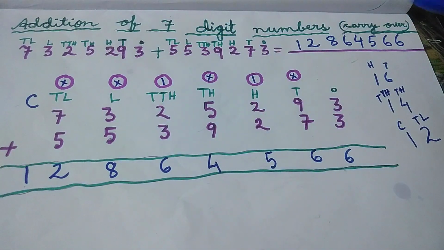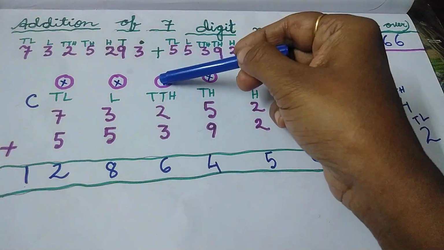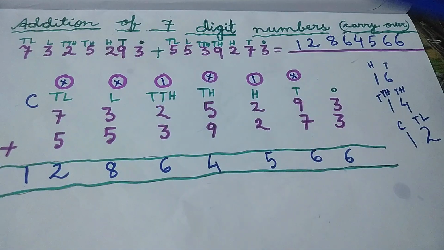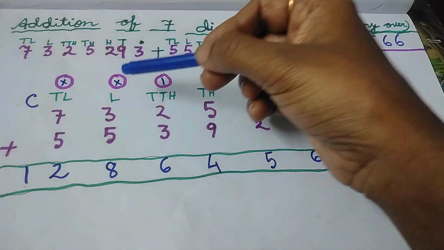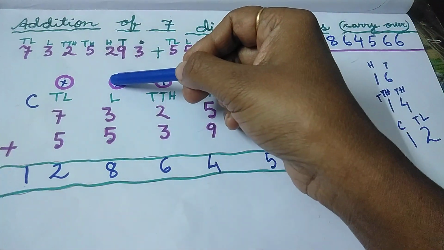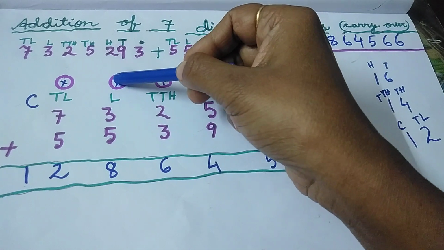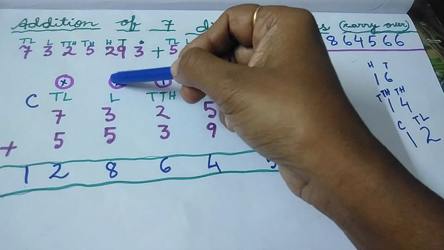Okay, now add all these digits. 1 plus 2 plus 3 is equal to 6. We don't have any carry, so put a cross or 0 in the lakhs place.